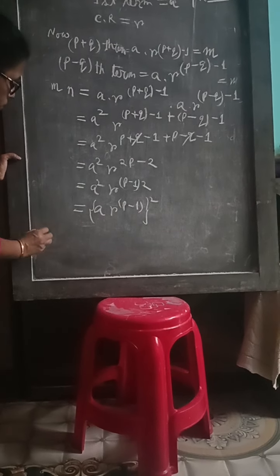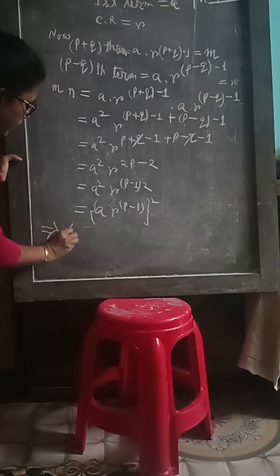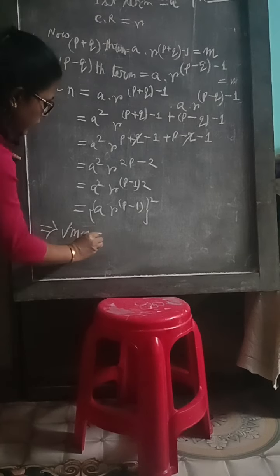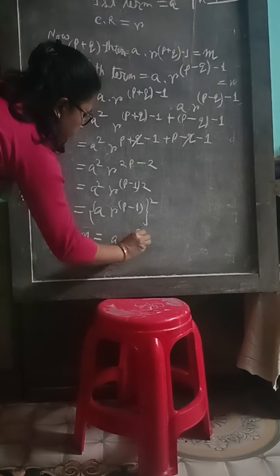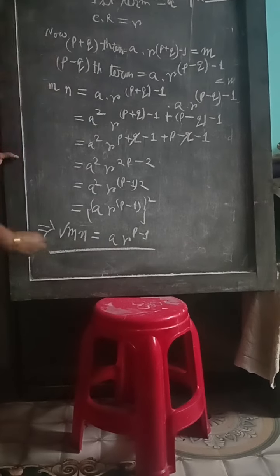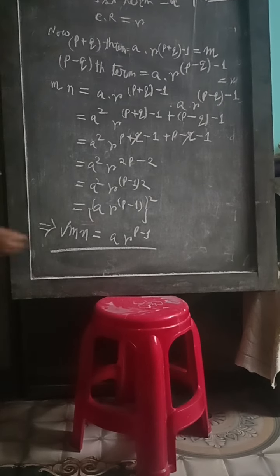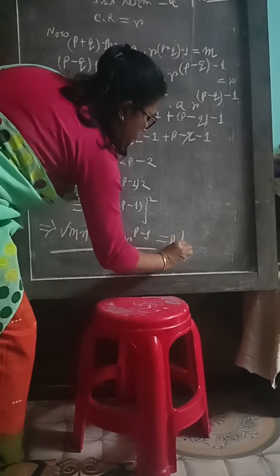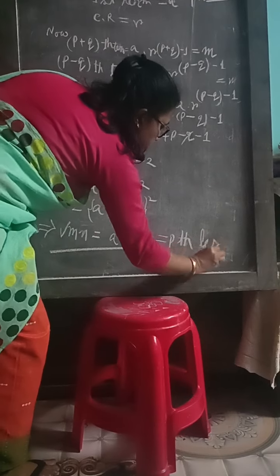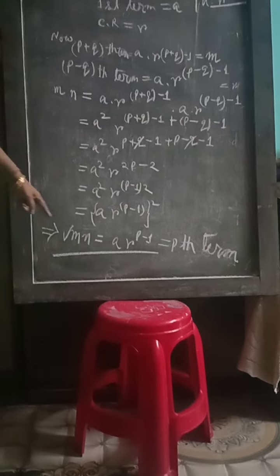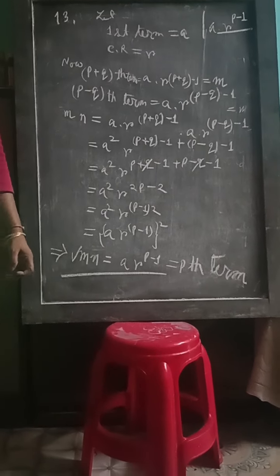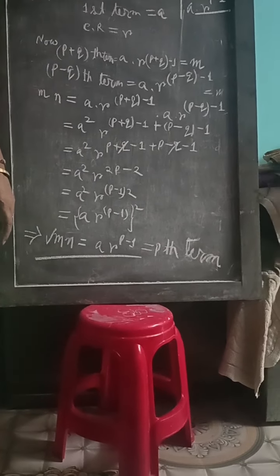Implies root over mn equal a into r to the power p minus 1. This is the required term. Pth term. This pth term. So our required pth term is root over mn. Okay? Understand this?